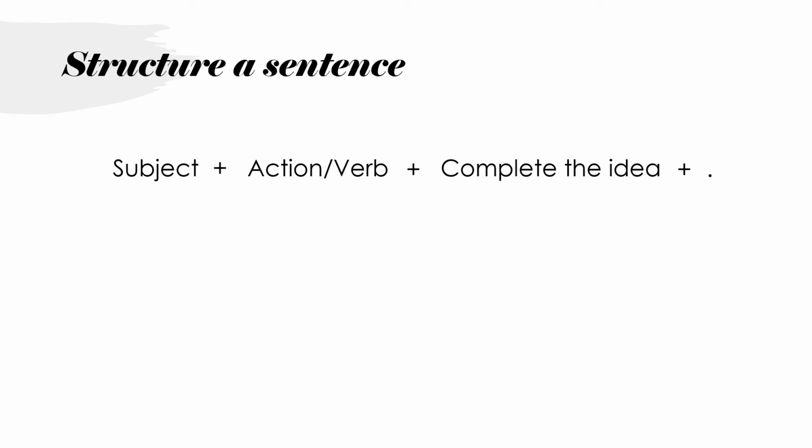So this is how the structure of a simple sentence will look. It will start with the subject. After that, we will have the action or the verb in the correct tense. Then we will add the part which completes the idea. And then finally, we will have a full stop to complete the sentence. So let us look at some examples. The building is old. So here the building is the subject, is is the verb, and finally the old completes the idea. We end the sentence with a full stop.